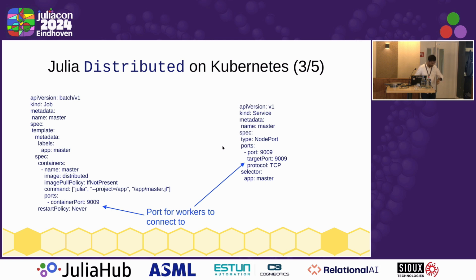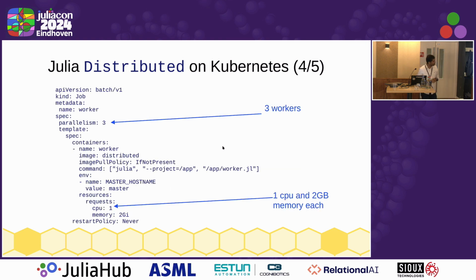Okay, I'll just go through. So this is a corresponding YAML file for the master. I'll just quickly go through this. This is just a master node with the same port being exposed, and we need to have a service as well for that port for the workers to connect to.